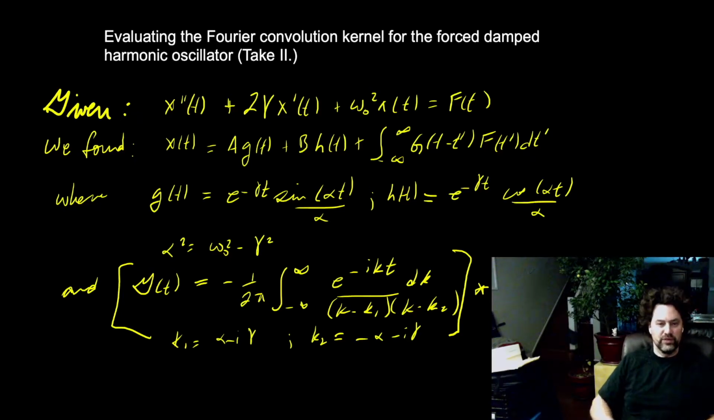In this video, I'm going to revisit the evaluation of the convolution kernel for the forced damped harmonic oscillator problem. In this problem, we have a second-order differential equation: the second derivative with respect to time of x, plus 2 gamma x prime, plus omega naught squared x, equals f of t. We found that this has a general solution of the following form.